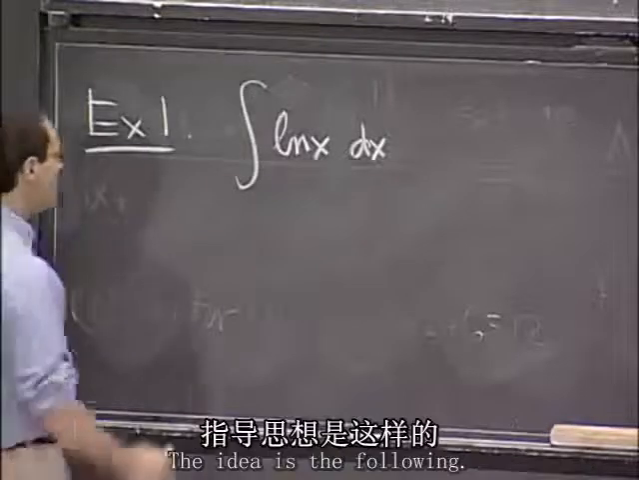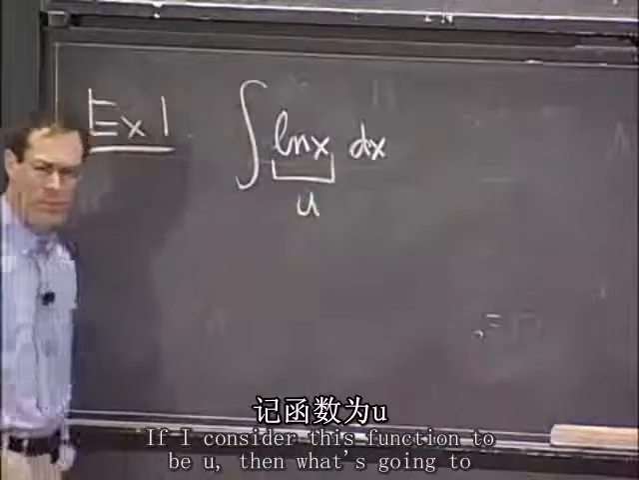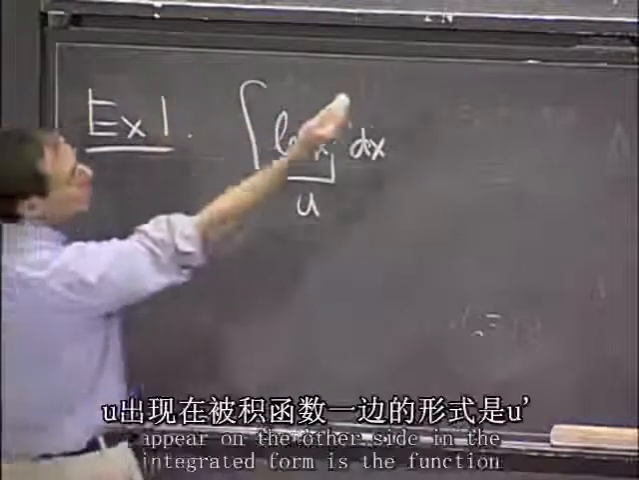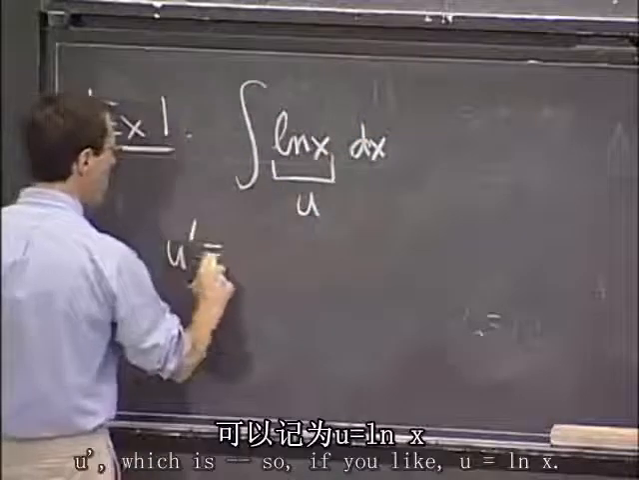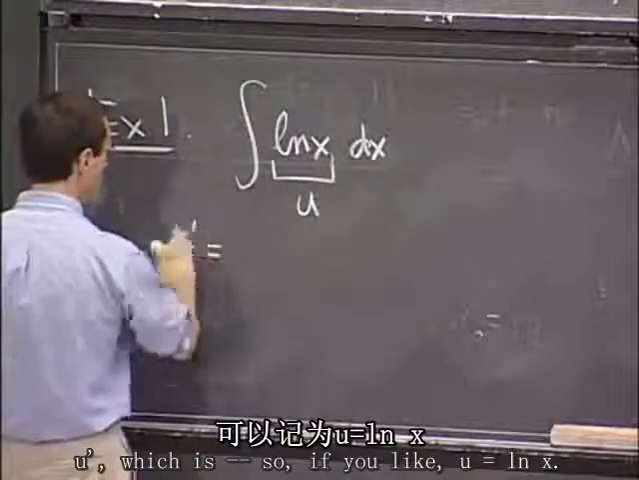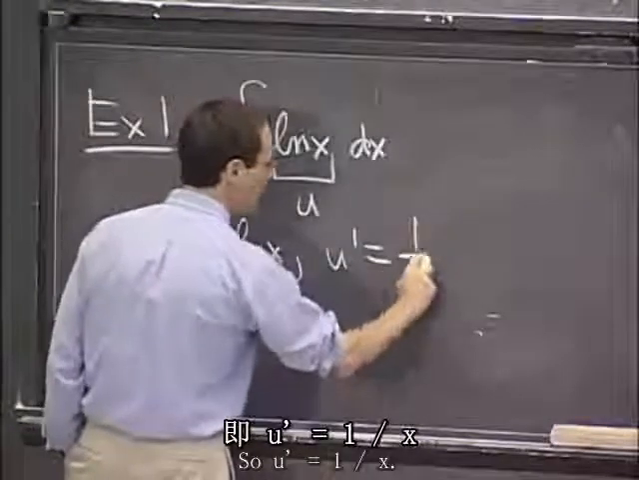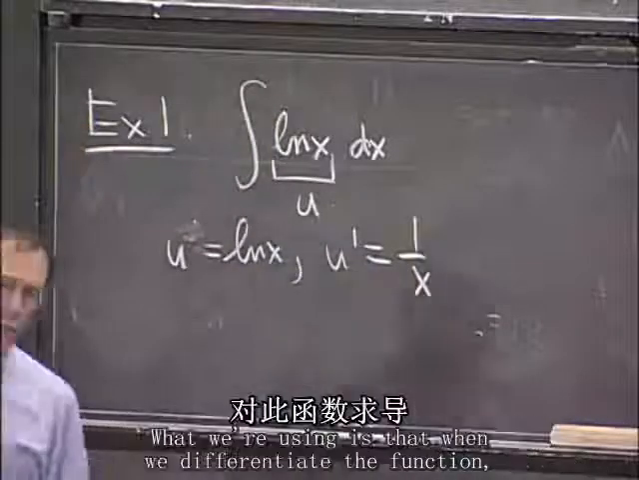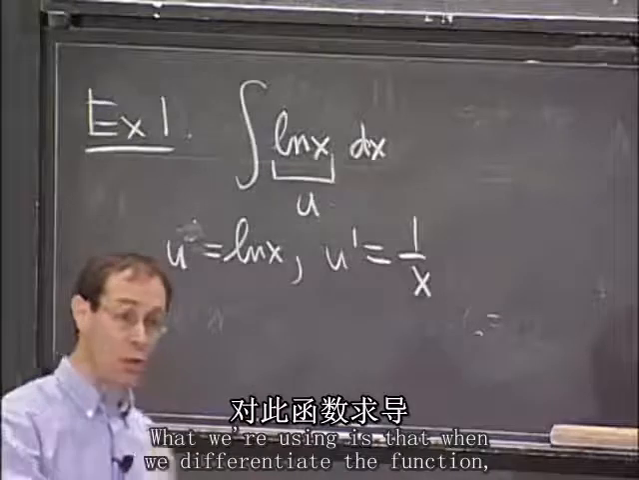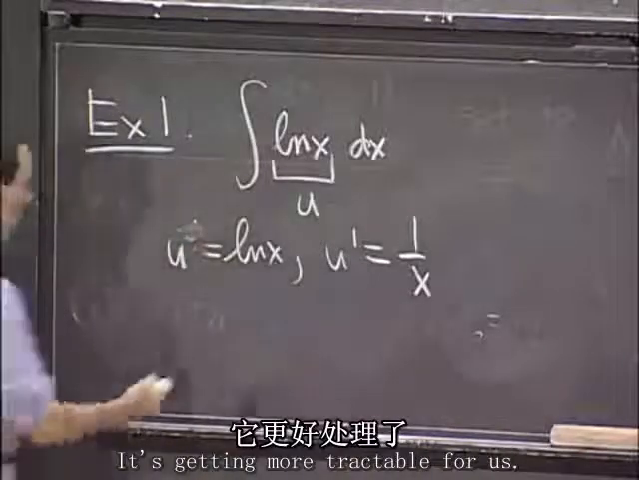The idea is the following. If I consider this function to be u, then what's going to appear on the other side in the integrated form is the function u prime, which is, so if you like, u is log x, so u prime is 1 over x. Now, 1 over x is a more manageable function than log x. What we're using is that when we differentiate the function, it's getting nicer. It's getting more tractable for us.